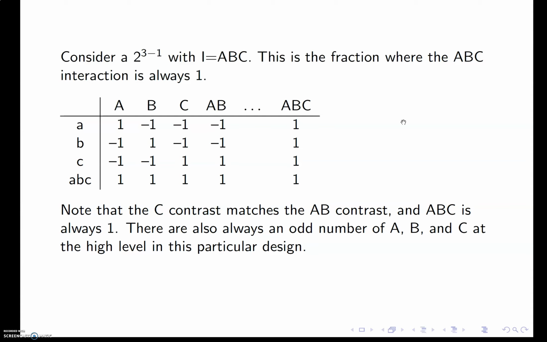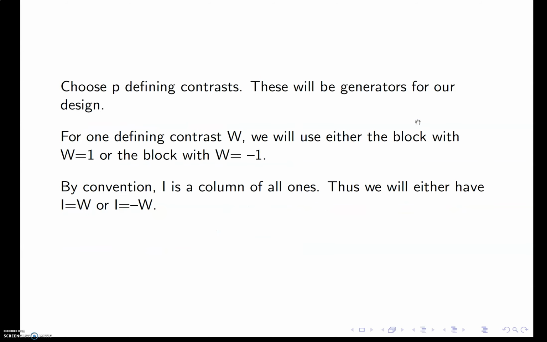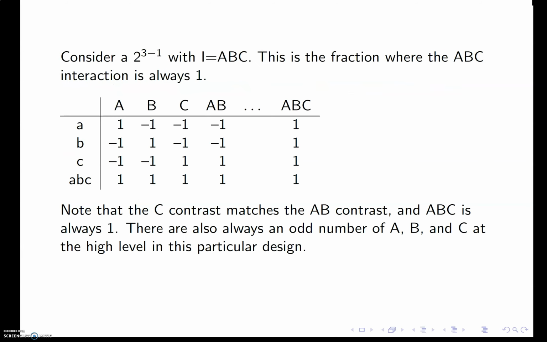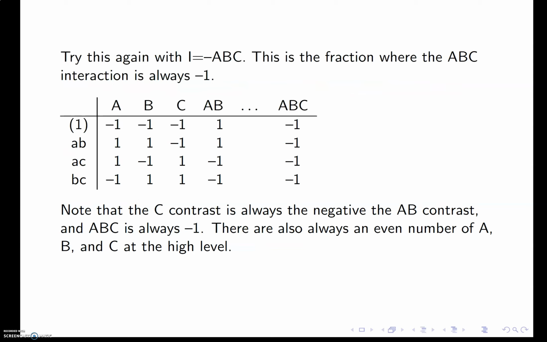So let's compare this to the next. Let's try this again, where all of the contrast values for the ABC are -1. So notice I is equal to negative ABC. And this is going to define a fraction where that highest level interaction is -1, always -1.